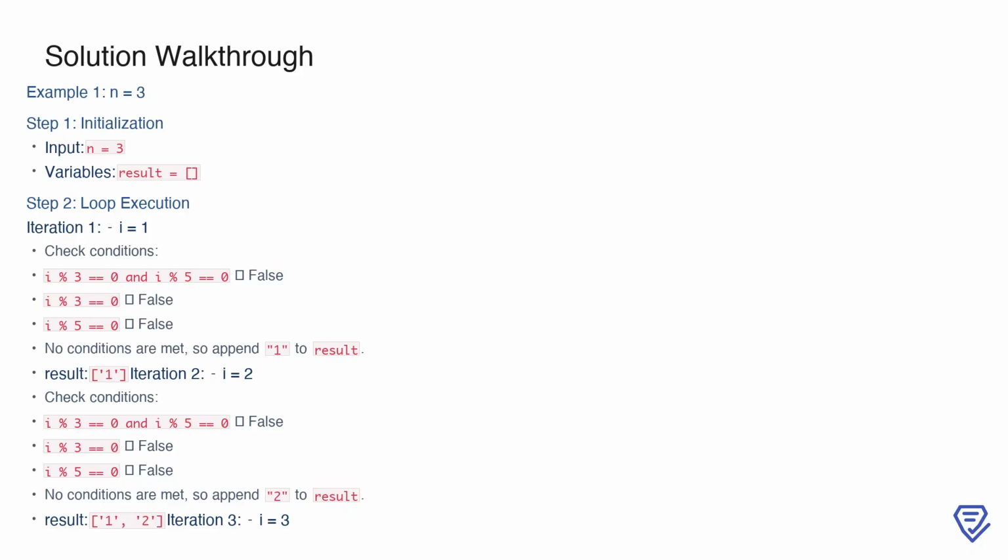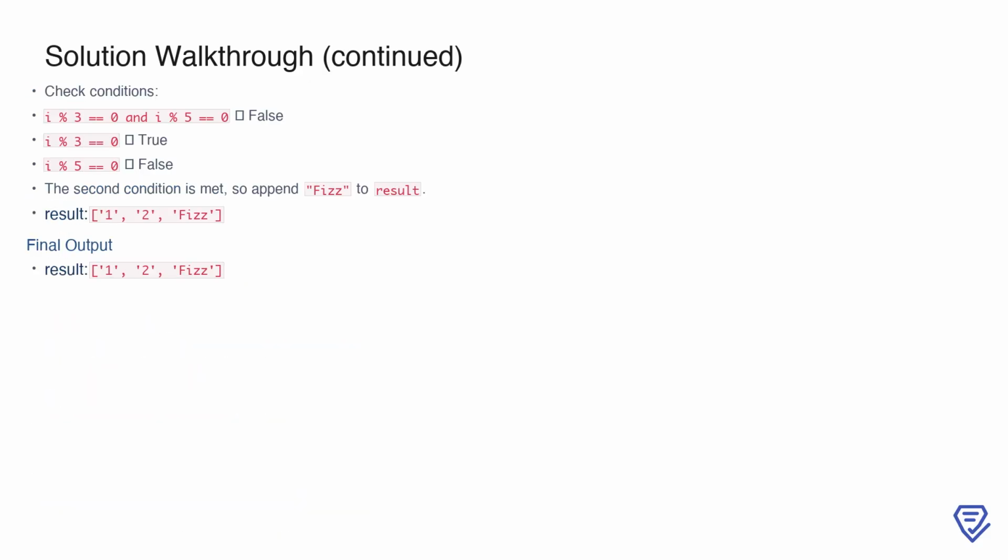At this point, result contains 1. Next, for the second iteration with i equals 2, we repeat the same checks. Again, none of the conditions are satisfied, so we append 2 to the result list. Now, result is 1, 2. Finally, for the third iteration, i equals 3. We again check the 3 conditions for i equals 3.